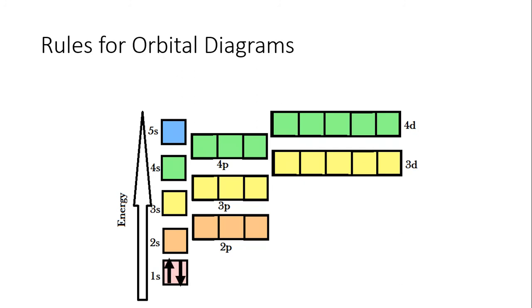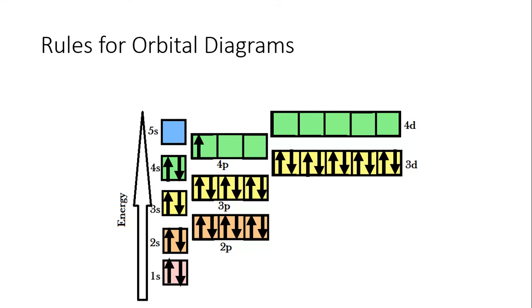So this is how orbitals are filled. Okay? So notice that all 3 principles are being followed. We started at the lowest energy level. There are 2 electrons with opposite spins, and they pair up only once there's 1 electron in each orbital on a sublevel.